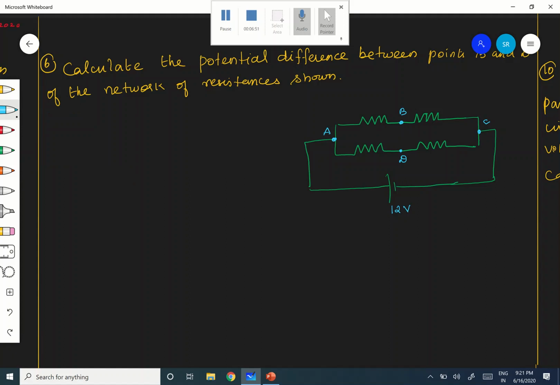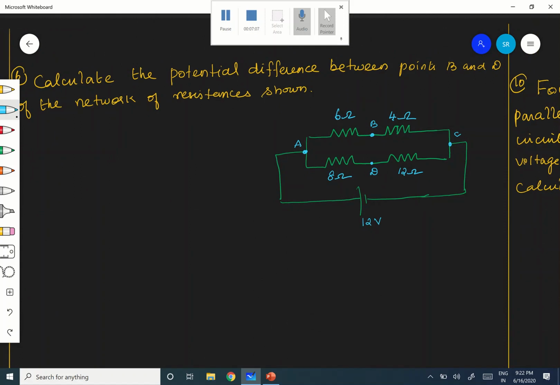Here it is 6 ohm, 4 ohm, and here it is 8 ohm and 12 ohm. So these resistors are given, and we have to calculate the potential difference between B and D. Now it is 12 volt. What should be the direction of the current here? The direction of the current should be like this.